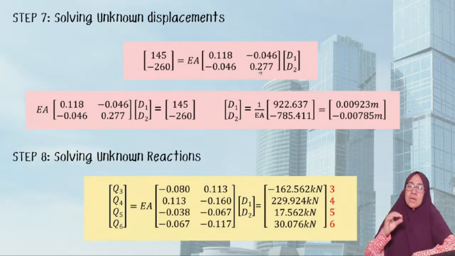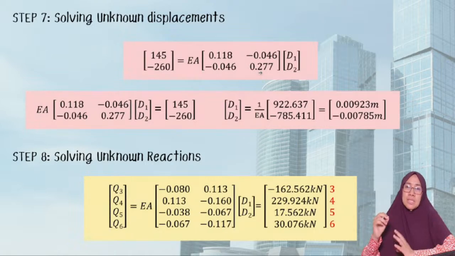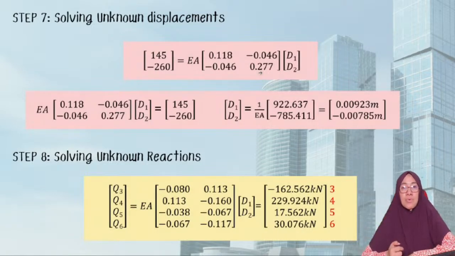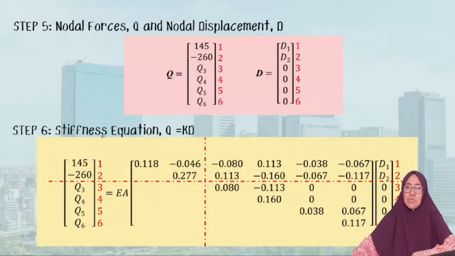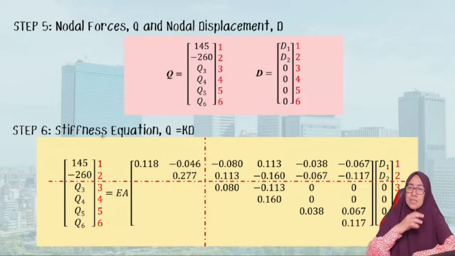Okay, but now the unknown is displacement. So this matrix is actually equivalent to 2 simultaneous equations which we can solve easily using a calculator. So we get D1 and D2. Then after we get D1 and D2, we will substitute into the stiffness equation again. To calculate the unknown reaction, we have to substitute back into this stiffness equation.